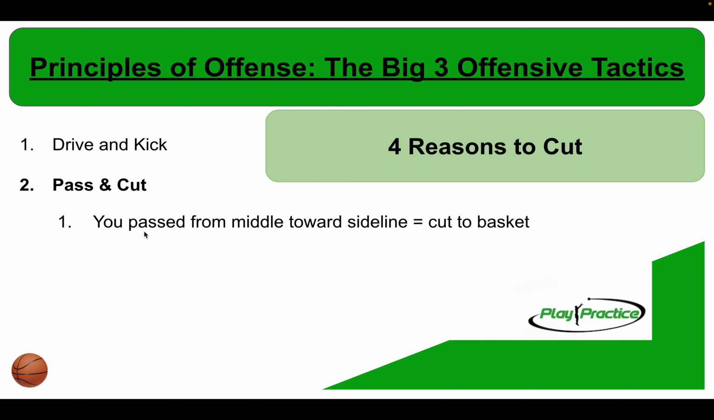So 1 is you pass from the middle of the court toward the sideline, meaning you're in the lane extended kind of out toward the top of the key. You're in the middle of the court. You're in the prime attacking zone. I like to call it the river flow. Make it a one-way street. There's a lot of analogies you can use, but I like to visualize the flow of water down the middle of the court and out to the corners on the sideline.